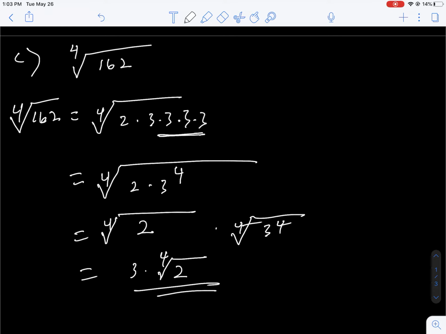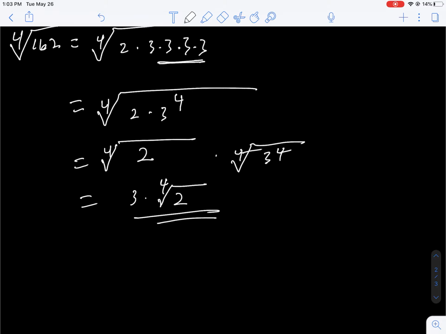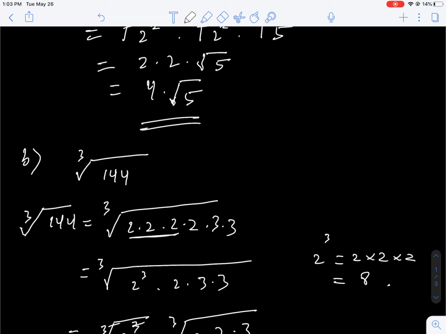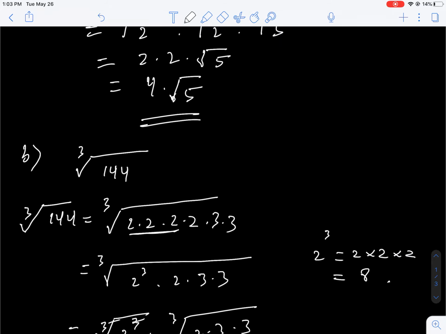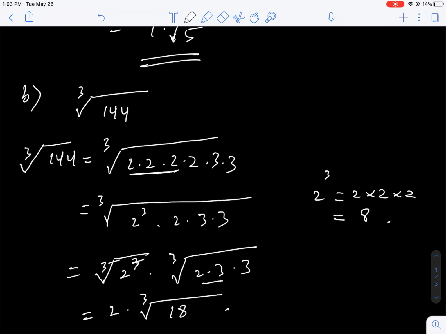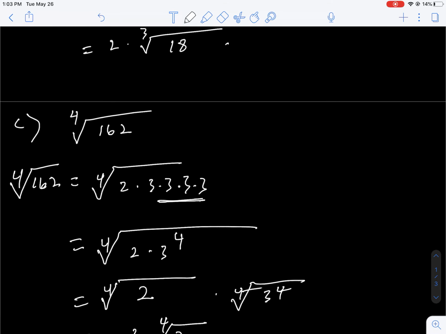Okay, and that's about it. So this is how you will use prime factorization to simplify radicals. For a square root, you have to make groups of 2, for a cube root you have to make groups of 3, and for a 4th root a group of 4, and it will help you in simplifying it.